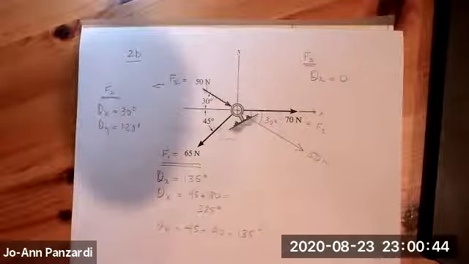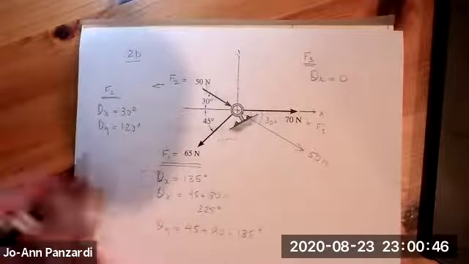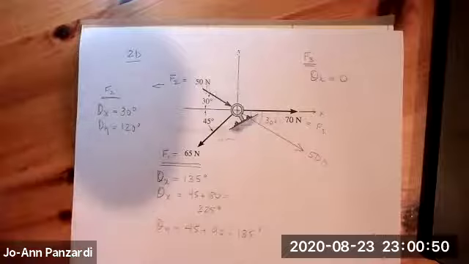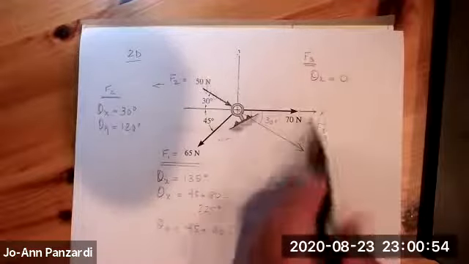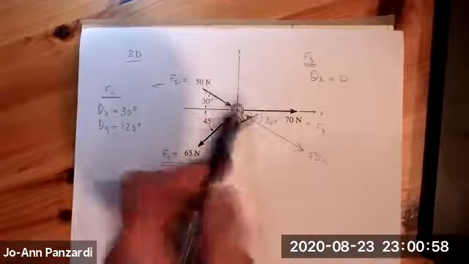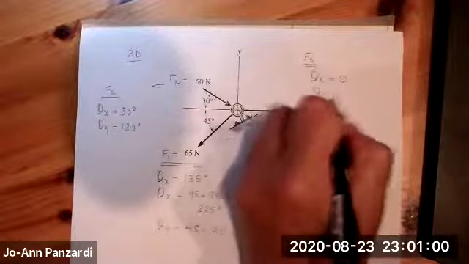Even though theta x or theta y could have two values, I'm always looking for the one that I can calculate easiest. And then for F3, theta y, well, this is where the force is. Here's the positive y. So theta y is equal to 90 degrees.